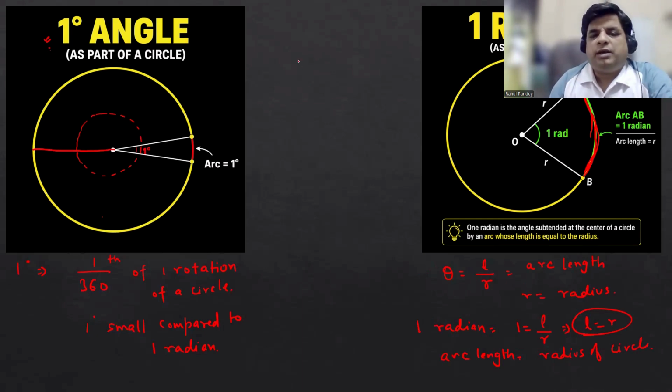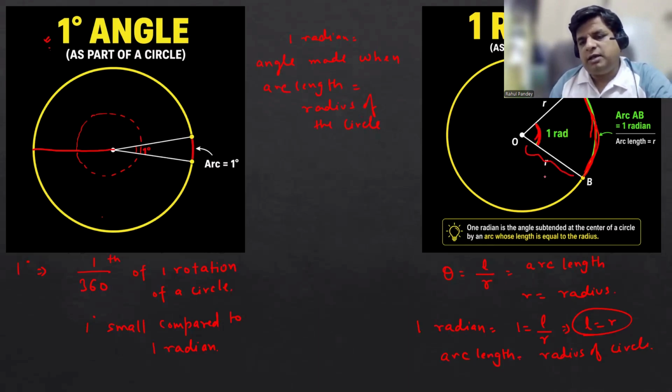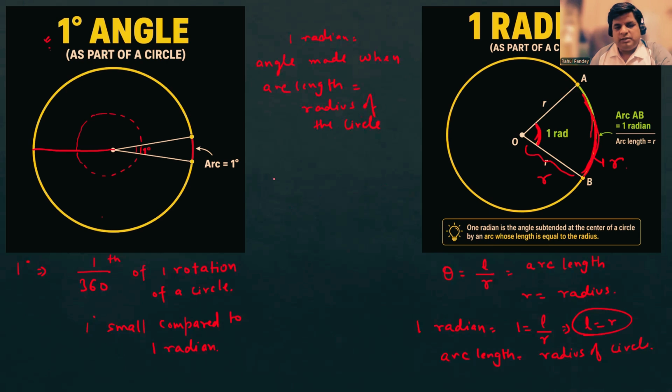So by definition, 1 radian would be how much? The angle made when arc length equals the radius of the circle. So this is 1 radian, as the radius is R and the arc length is also R. Okay. Now, as we can see, 1 radian is comparatively bigger, in fact, much bigger than 1 degree. That is one piece of information that we have.